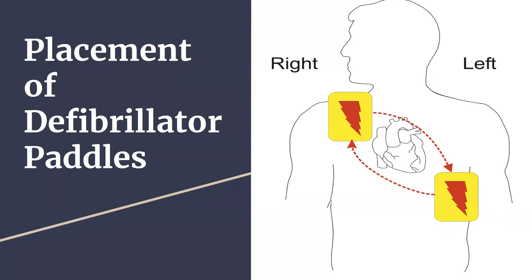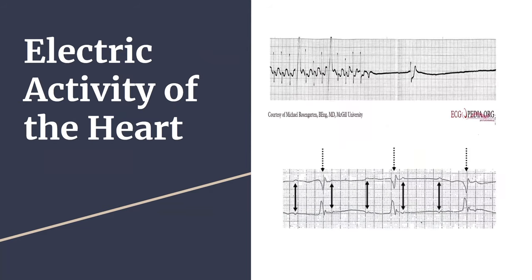A defibrillator, you can place it within, so there's external defibrillators and then there's internal defibrillators. And they basically work to start back the heart in case it stops or if there's an abnormal rhythm. And here is the electrical activity of the heart that can be monitored through an ECG or an EKG.